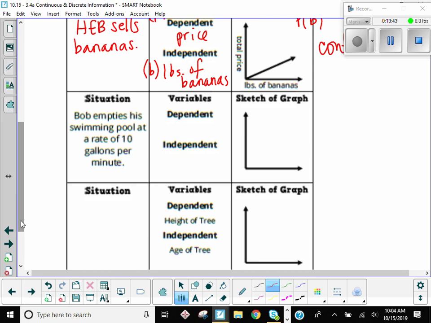What about the gallons? Do we know how many gallons the pool starts with? So let's try and refine that a little bit. Instead of gallons in the pool, what's changing actually? The level, the water level. Okay, so we'll refine that a little bit. So which is dependent, time or the water level? Water level depends on time.